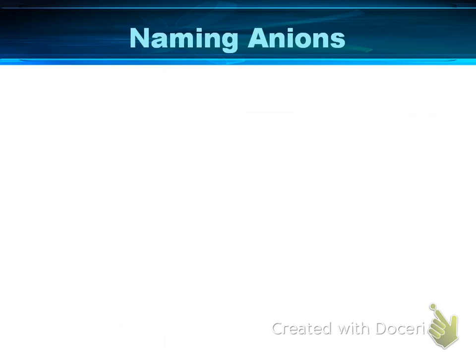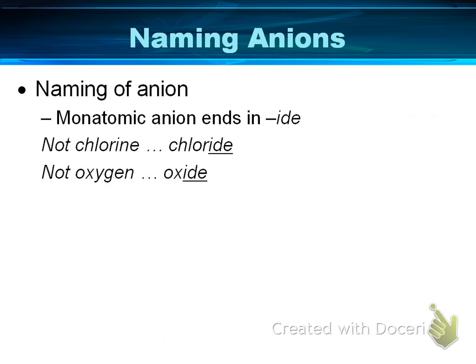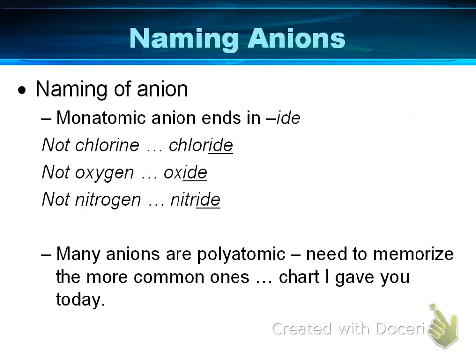Let's talk about naming anions. Monoatomic anions end in I-D-E. So it's not chlorine, it's chloride. We all should know this by now. It's not oxygen, it's oxide. It's not nitrogen, it's nitride, okay? And again, big difference between chlorine and chloride, okay? Deadly gas and something you eat every day. Big difference. Okay? Now, many anions are polyatomic. You need to memorize the more common ones.